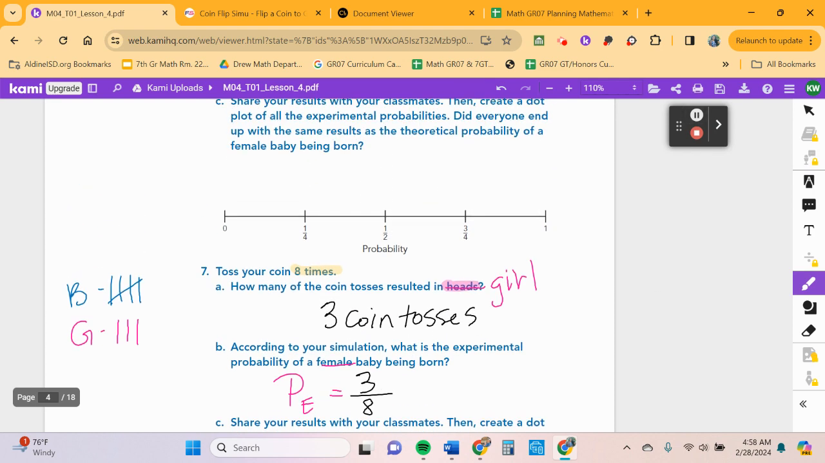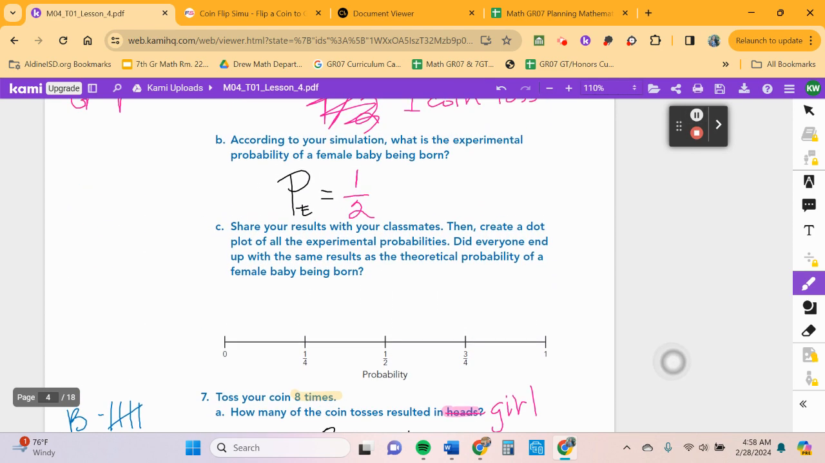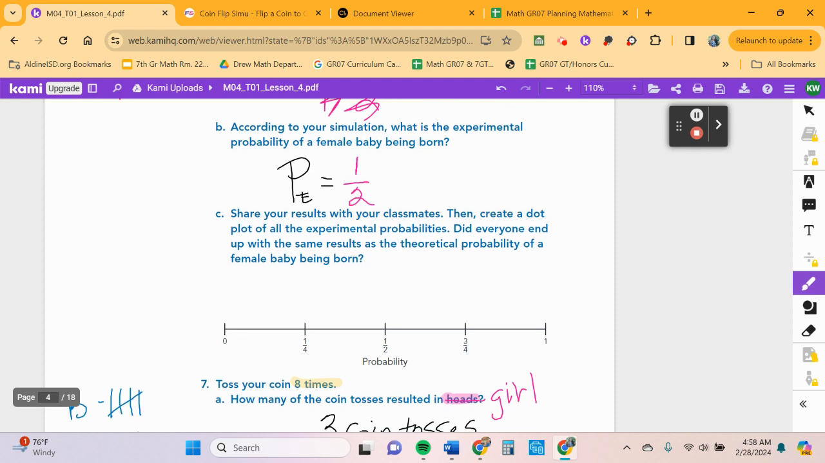Now, part C, I'll go back to. We're not going to complete this because this is an activity that requires you to have different results from your classmates and then to share those results, but I'm going to explain it. It says share your results with your classmates, then create a dot plot of the experimental probabilities. Did everyone end up with the same results as the theoretical probability of a female being born?